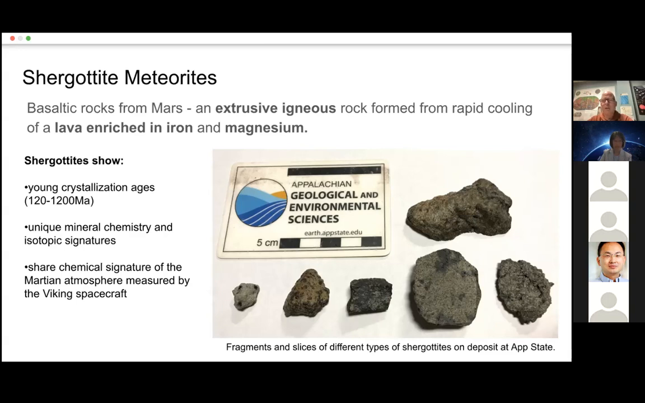Now, the final piece of evidence that was kind of a clincher for geologists that originally inferred these rocks came from Mars is that the Viking spacecraft landed on the surface of Mars in 1976 and took a sniff, so to speak, of the atmosphere and was able to determine the composition of the atmosphere at the surface. Later in 1983, scientists studying a meteorite that was collected from Antarctica drilled into a melt glass formed by impact and measured almost the same chemical signature of the Martian atmosphere.